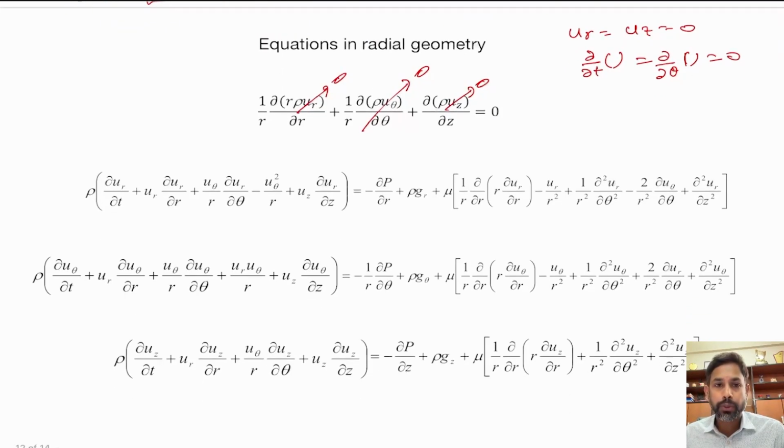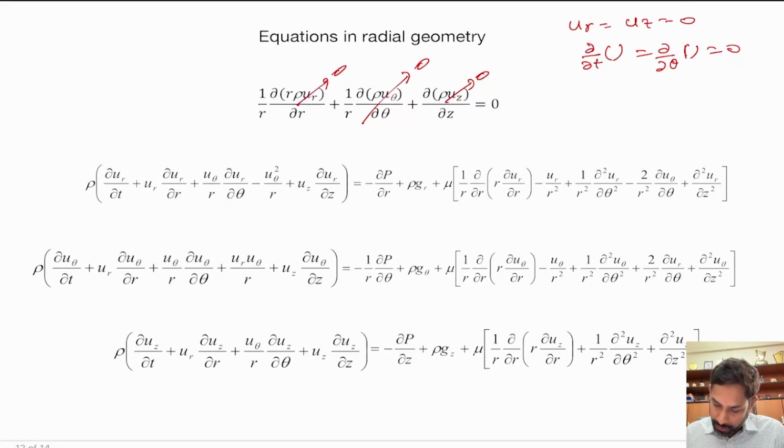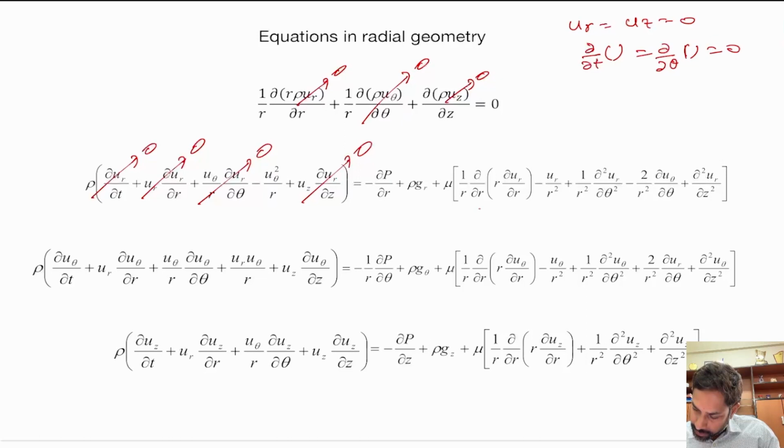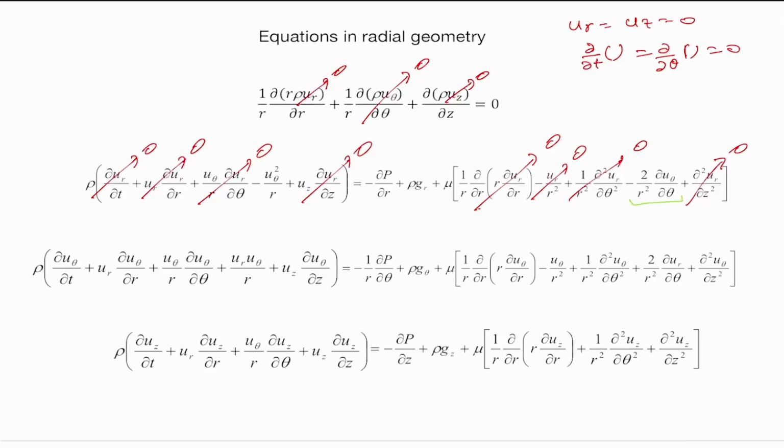Now let's go to equation number 2, that is the Navier-Stokes equation in the r direction. Here we have ur equal to 0, and these terms are 0, and here we have d u theta by d theta, so that also should be equal to 0. We haven't talked about the gravity, but that is something we are going to do soon.